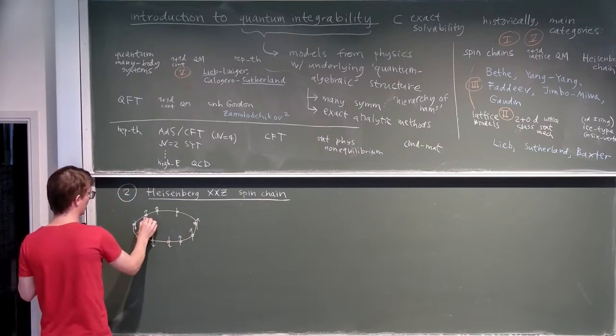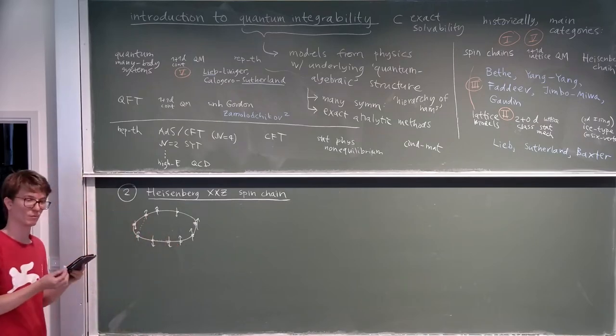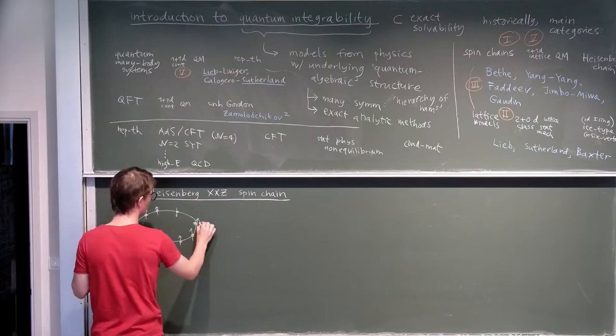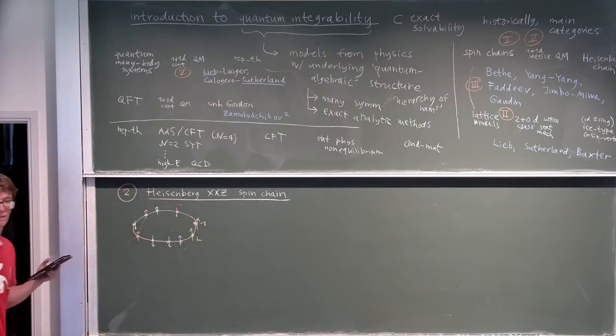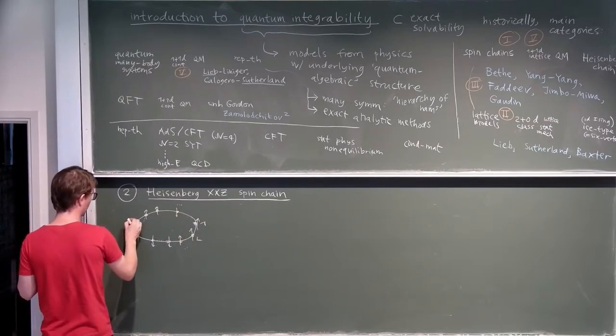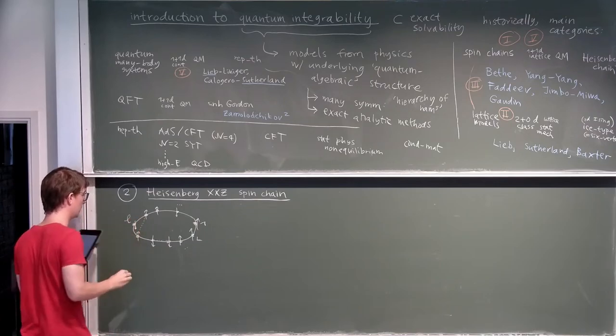And they might interact across longer distances or just between neighbors. This depends on the model. So I will call the number of these atoms L for the length of the chain. And we will call these things sites. So here's some site l, the lth atom.